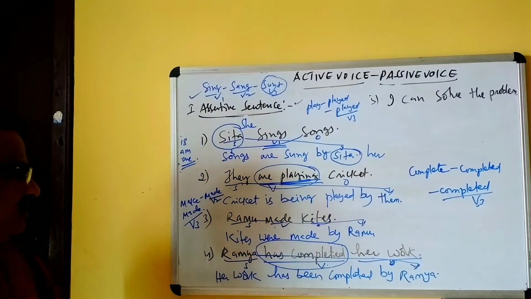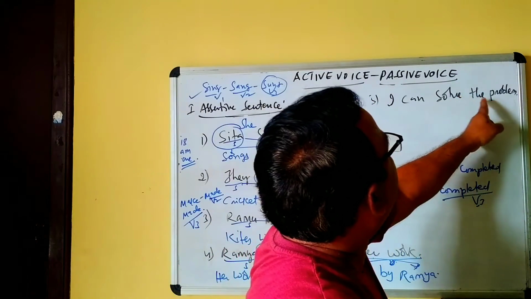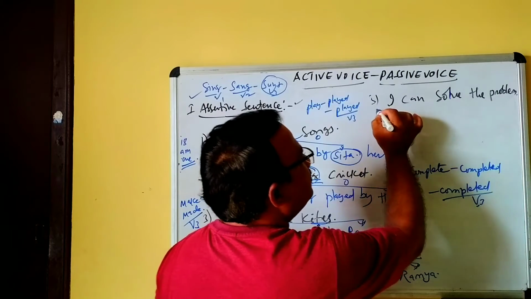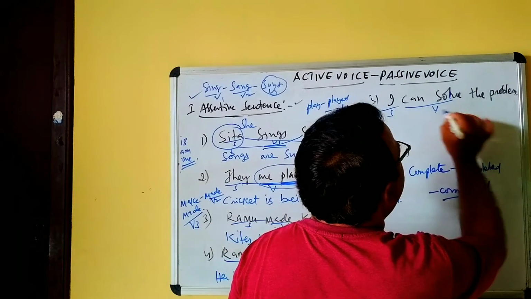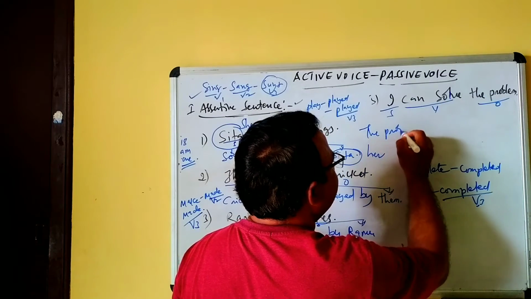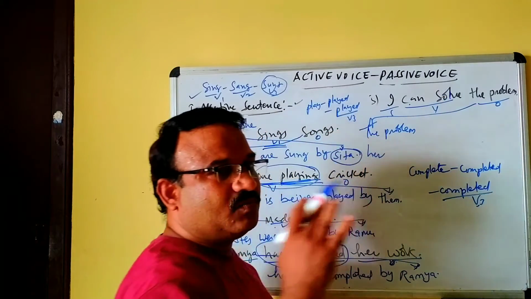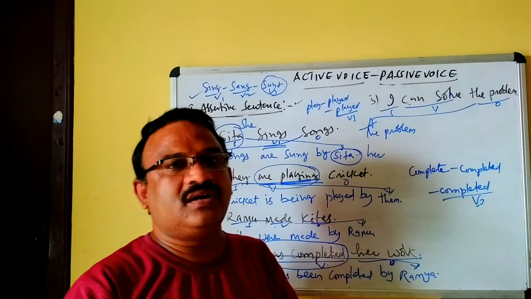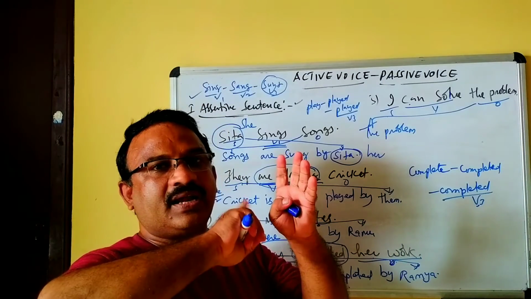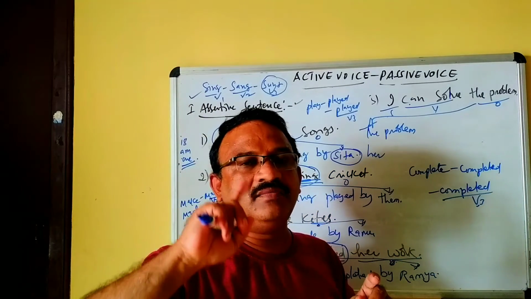Okay, and the fifth one: I can solve the problem. Here, subject, verb, object. The problem here. Can is already a modal auxiliary. When modal auxiliaries come, you must use be. Will be, shall be, can be, would be, may be, might be, must be.